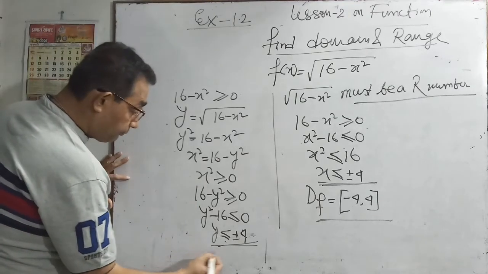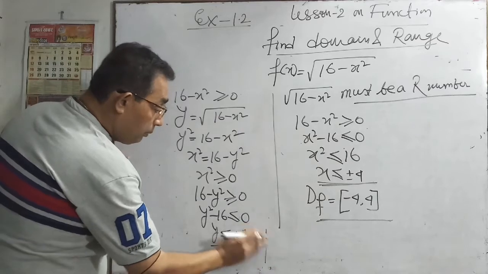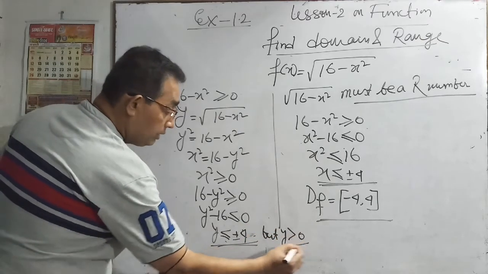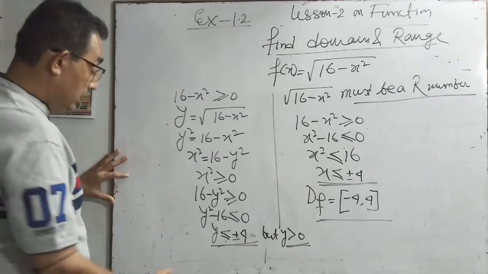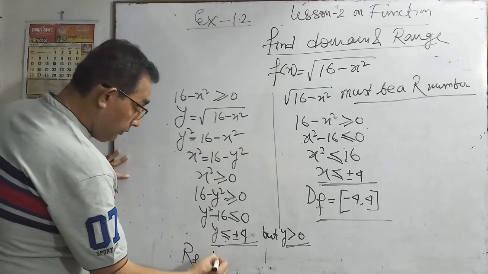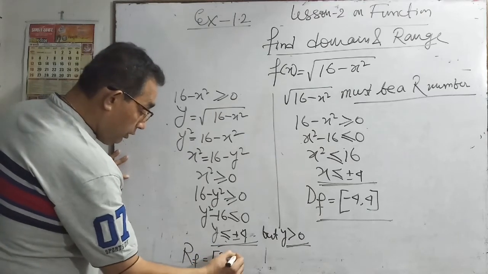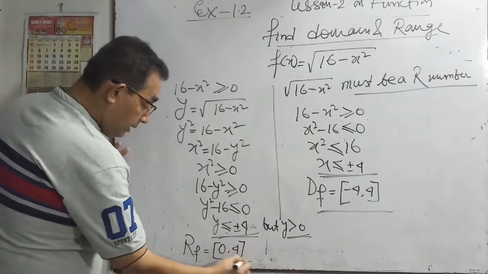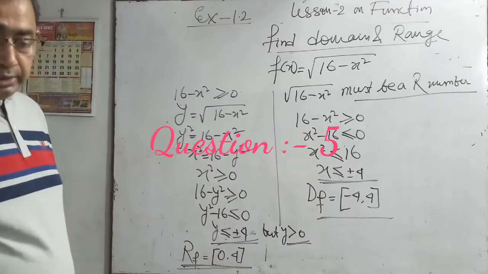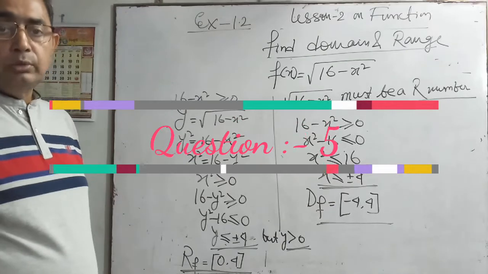Then the range is 0 to 4. Range is 0 to 4. Understood?